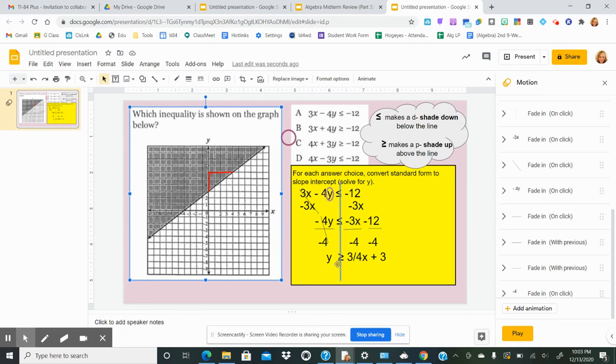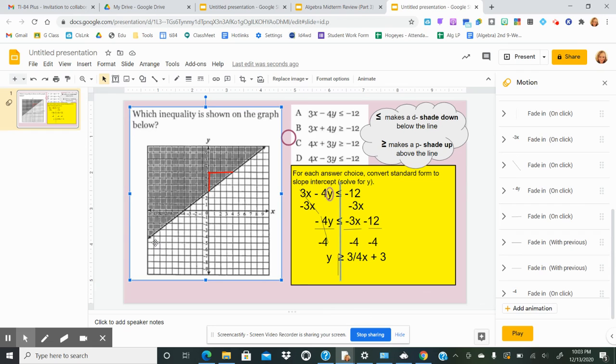This is greater than or equals. If you draw a little line next to the open mouth of the inequality, you get a P. If it makes a P, you have to shade up above the line, and this one is shaded up above the line. Also notice that there's the equal sign, or the bar, underneath the inequality. That means that the line needs to be a solid line.